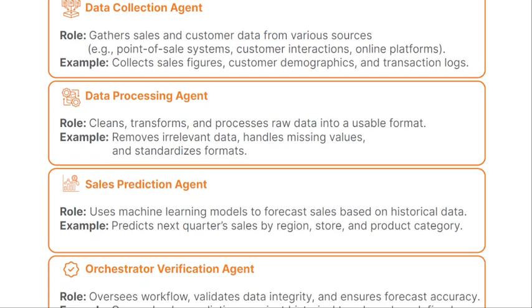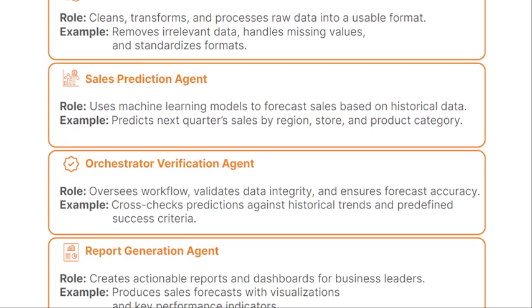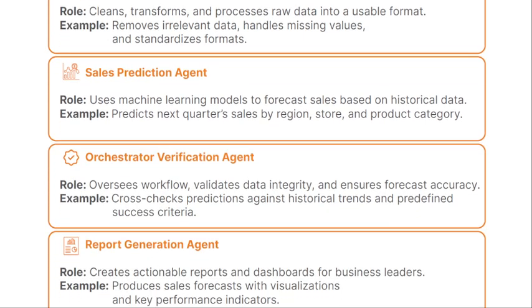Now the third one is the sales prediction agent. What is the role of that particular agent? It uses machine learning models to forecast sales based on historical data. For example, predict next quarter sales by region, store and product category.